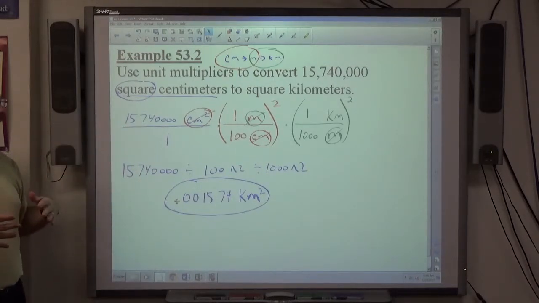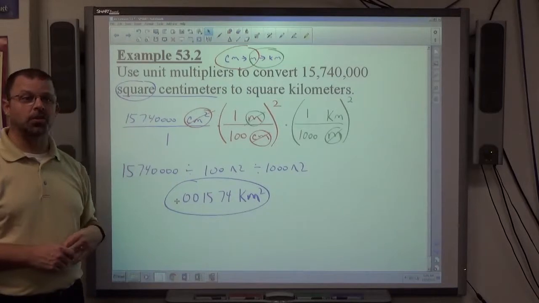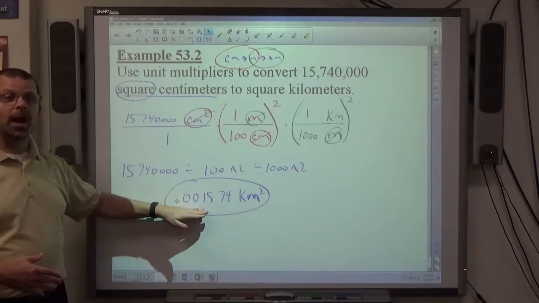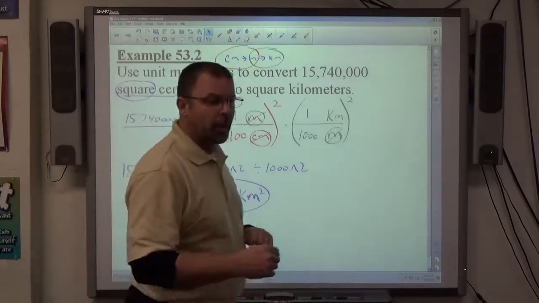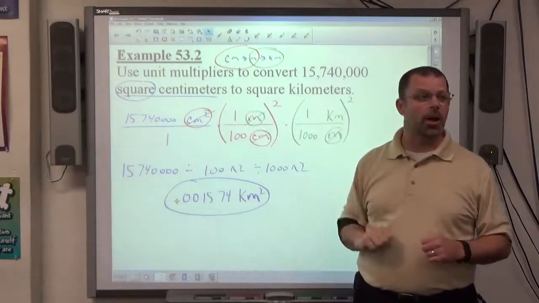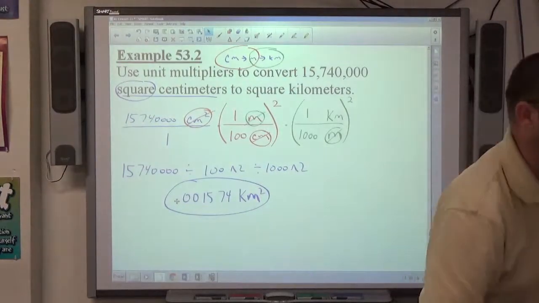So just know that when you're dealing with square unit conversions, especially going from really small to really big, the numbers are going to get a lot smaller, a lot quicker, and vice versa. If you're going from really big to really small, the number's going to get a lot larger, a lot quicker. So keep that in mind as you're dealing with these units.